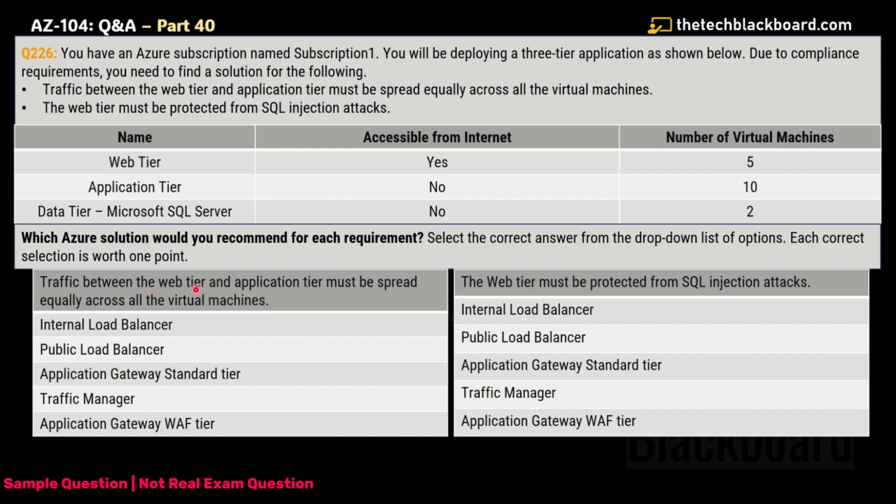It says the traffic between the web and application tier must be spread equally across all the virtual machines, which is essentially the first requirement given here. The options are: internal load balancer, public load balancer, application gateway standard tier, traffic manager, and application gateway WAF tier. Let me first present the correct answers and then I will give you more explanation and documentation. The correct answer here is application gateway WAF tier. Let's jump on to the next drop-down menu that says the web tier must be protected from SQL injection. The options are pretty much the same, and the correct answer for this one is traffic manager.